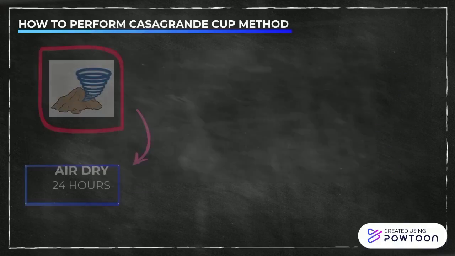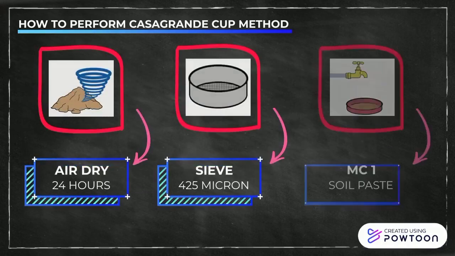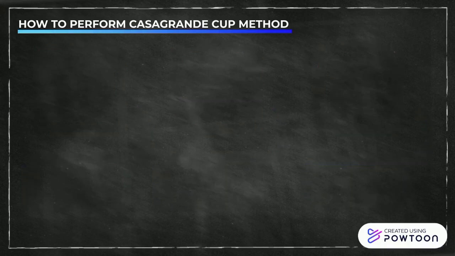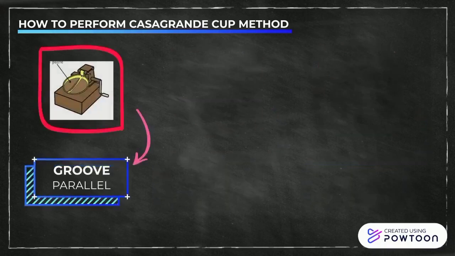Usually, the first 3 steps of this method are similar to the fall cone method. Obtain a soil, air dry for 24 hours, sieve, and add distilled water to once again achieve a uniform paste. The next step would be adding the soil paste in the brass cup and spreading it with the help of a spatula. Make sure that the soil paste is leveled with the lower lip of the cup.